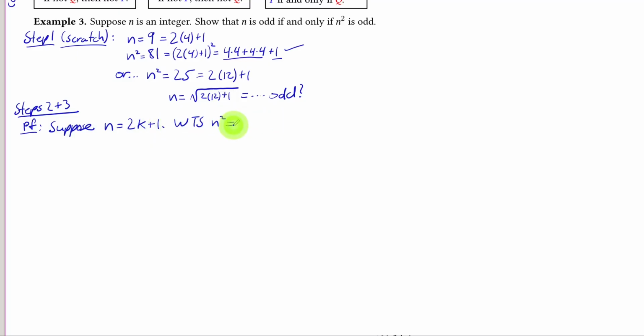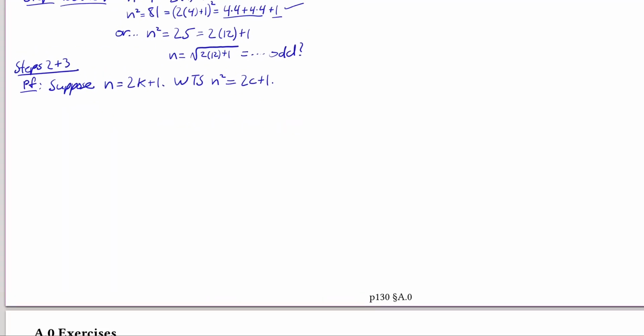And I'm writing out the want: to show that n squared is odd, using the definition that n squared is 2 times c plus 1 for some integer c. Okay, so let's do step 4. Actually prove it.